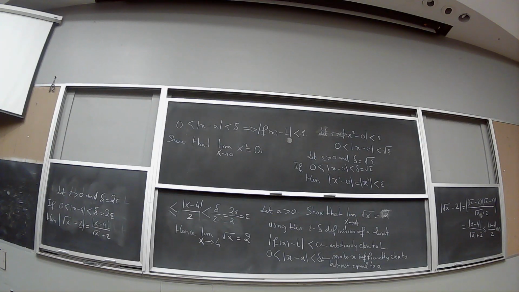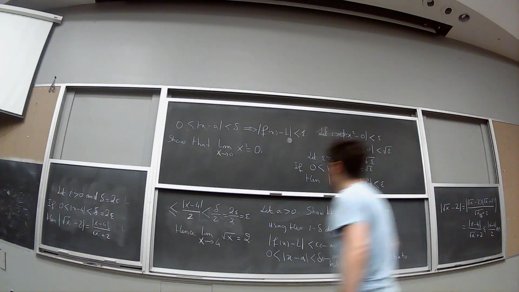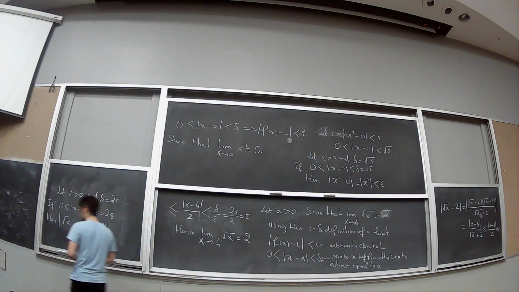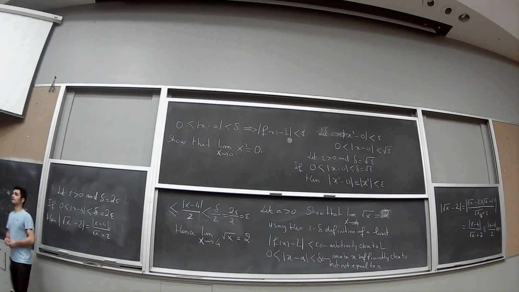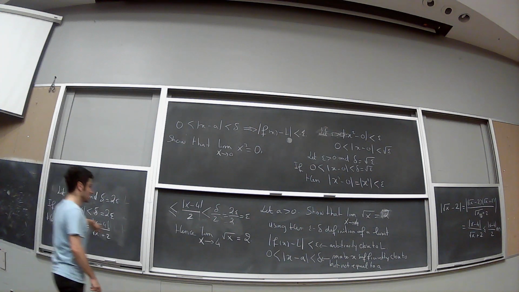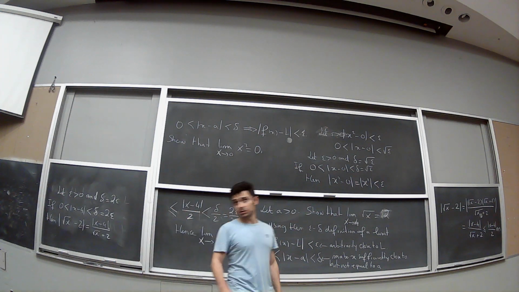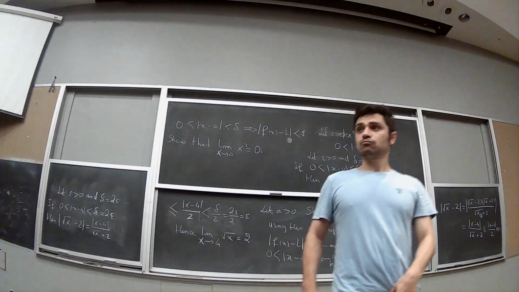Any more questions? No more questions, let's move on. Oh, wait, I have a question. Why couldn't the denominator be 1? Where, here? There? Yeah, it could be 1. Then epsilon is equal to delta.